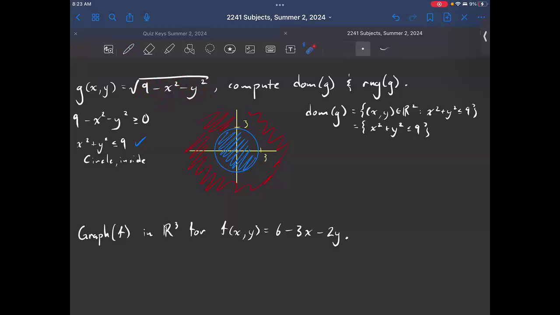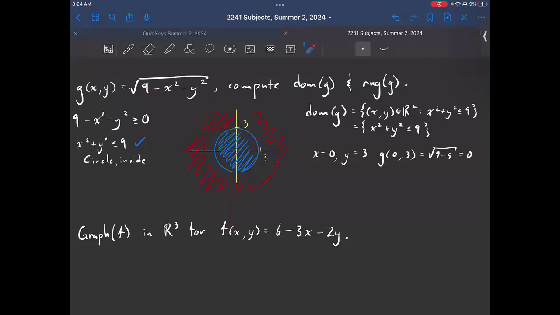It doesn't achieve the maximum possible value for a square root, but it does achieve the minimum. So I can take x equal 0 and y equal 3, and then we get g of 0, 3 is square root of 9 minus 9, which is 0. Okay, so I can achieve the minimum possible value for a square root at 0, 3 right here.